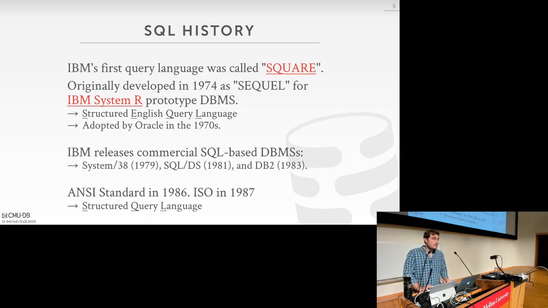System R was never released. It was just a research prototype. They wrote a bunch of papers about it that got published, but there was never a publicly available release. And what ended up happening was IBM released a series of commercial database management systems over the next few years. And probably the longest lasting and most impactful one was IBM DB2.